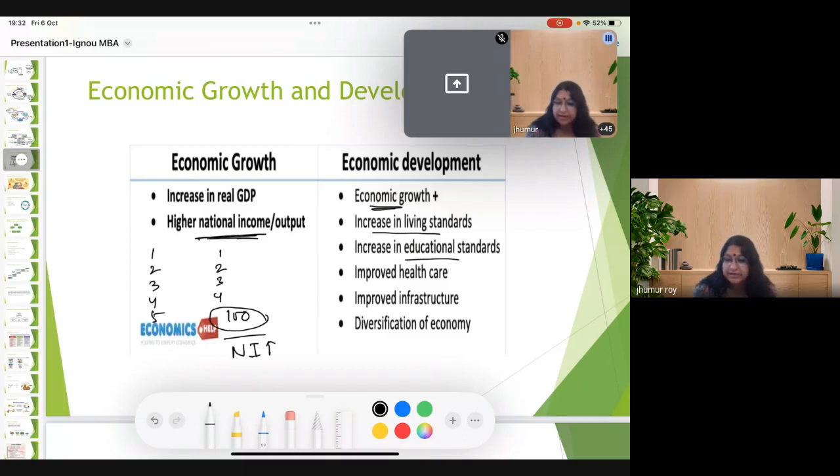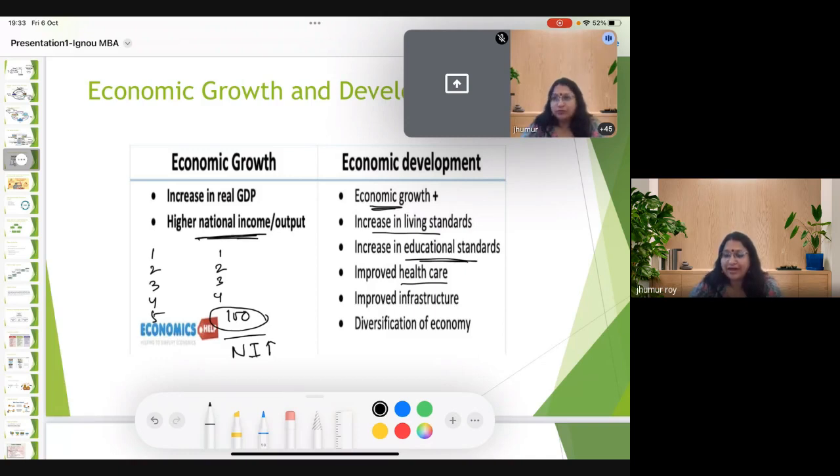Then increase in educational standards. Are there more schools? Do you have more teachers? How many people are there in higher education? Is the literacy rate now lower than before? Okay, is the sex ratio better than before? Is life expectancy better than before? Are the healthcare facilities better, do you have more hospitals, more nurses, more people working for you?